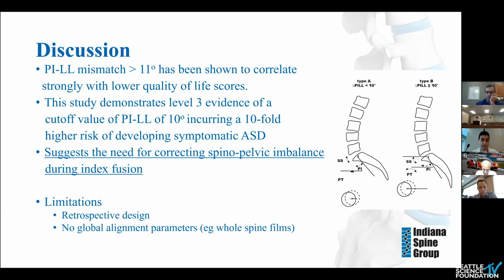Overall, this was a good study. However, limitations include the retrospective design and the fact that they only considered lumbopelvic alignment and not global spinal alignment, given the fact that they did not have access to whole spine films for enough patients preoperatively. Whether or not global alignment plays a role in the development of ASD cannot be concluded from the results of this study.